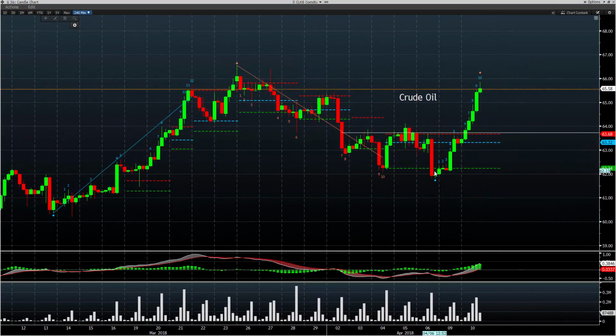So this is crude oil. The bias, as you guys can see, these little numbers on top, that's what I'm using for a bias. And it's a long bias, and it was created yesterday. Actually, it was created Sunday night at the Monday open. So it's been in that directional bias.